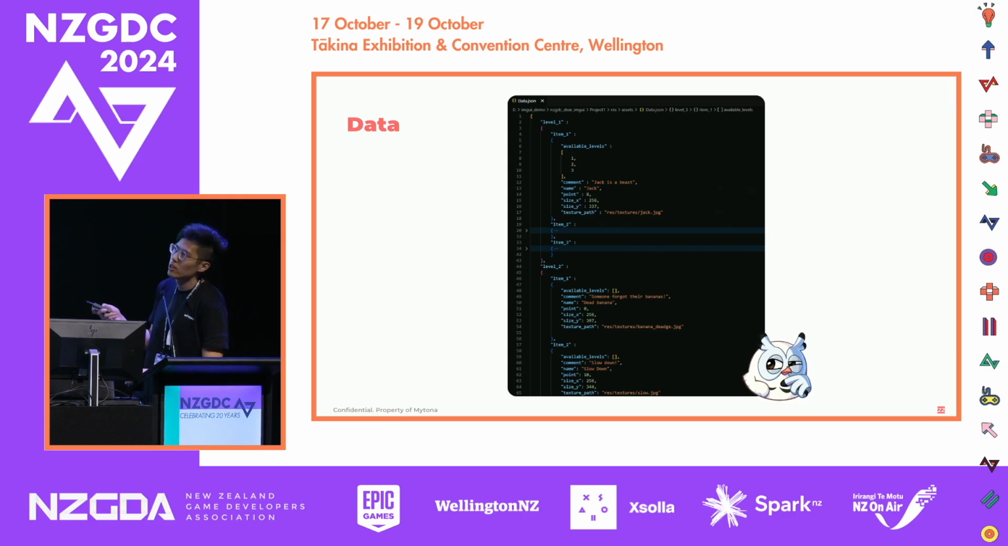And each of the levels has a set of items: item 1, item 2, etc. Each of the items has a bunch of data. You can assume this is like an item in your game. You can have, I don't know, whatever data you have to save. Here I have available levels, an array, some comments, some name, points, sizes for the texture, and the texture path. I'm going to make an editor that you can use to edit all this in the game.